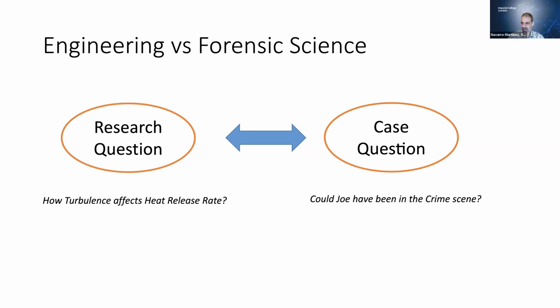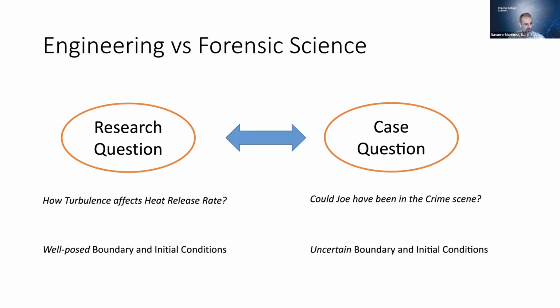Could Joe have been at the crime scene? This is very specific. They are not interested in a number. It's not 93 or 24, or the drag is 0.2. It's a very, very specific question. So this changes the way you look at things. Maybe you don't want to delve into the turbulence model that you need, but instead try to give a more conservative approach.